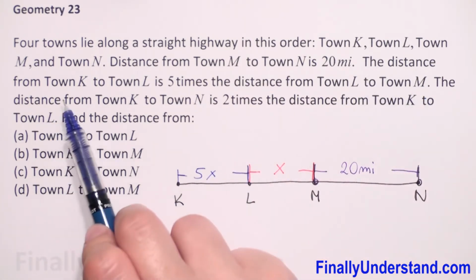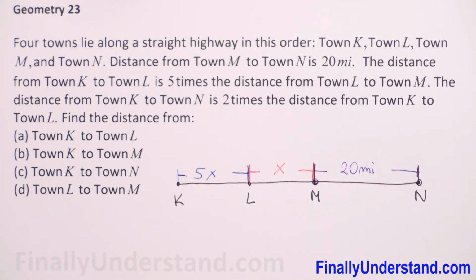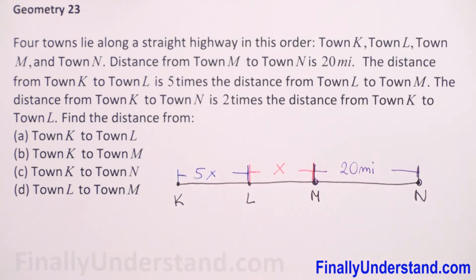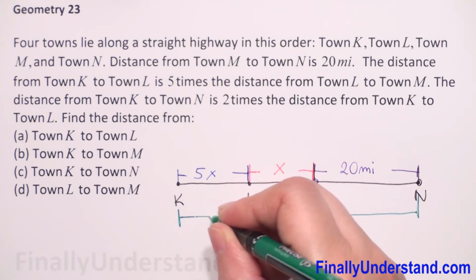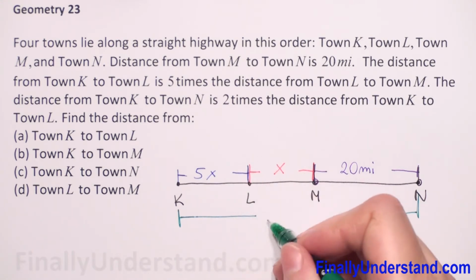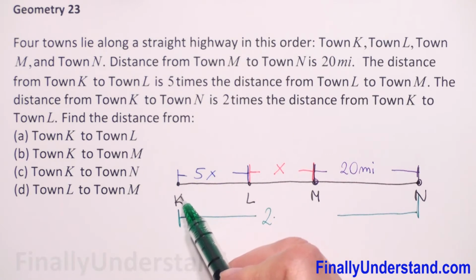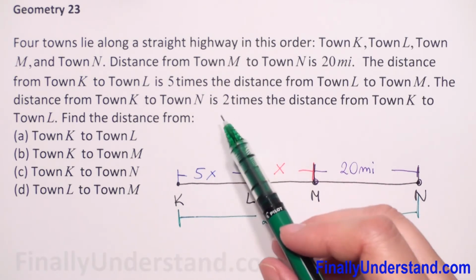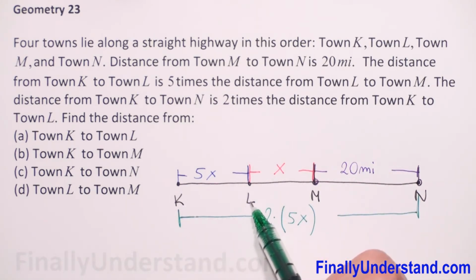Because we are given that the distance from town K to town L is 5 times the distance from town L to town M. Next, we are given that the distance from town K to town N is 2 times the distance from town K to L. And we put that the distance from K to L is 5x. So now we put in parentheses 2 times 5x, because we have 2 times the distance from town K to town L.